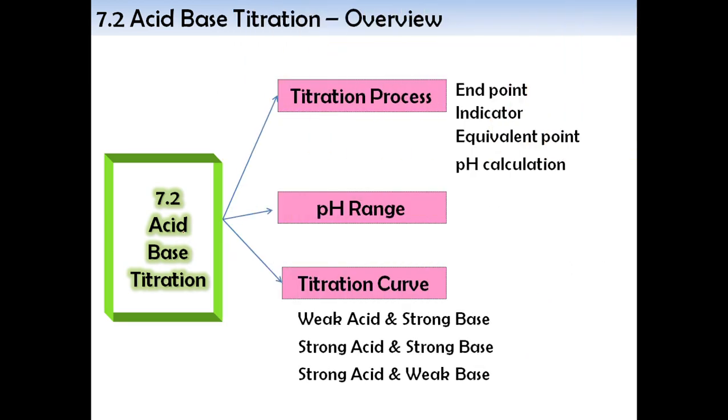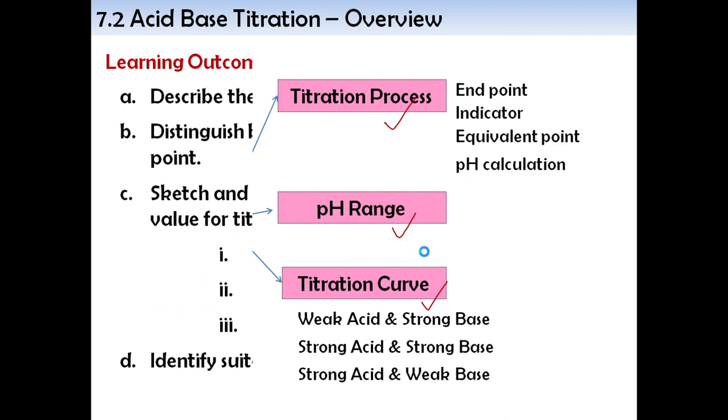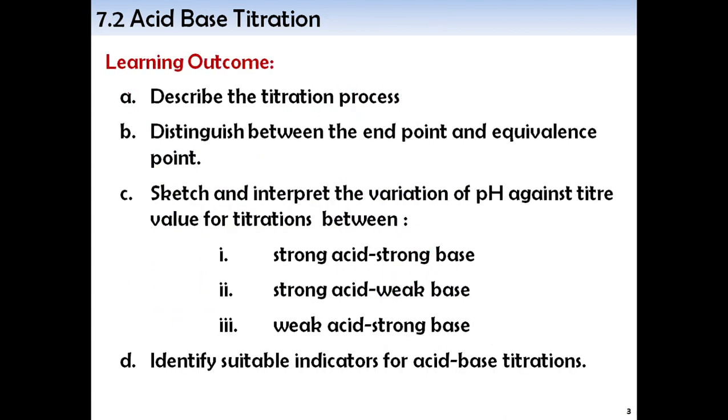For chapter overview, we have covered the titration process in part 1. So I'm going to focus on pH range and titration curve for this video. This is the learning outcome. Previously, we have covered A and B. So we are left with the last two learning outcomes for 7.2, which are C and D.